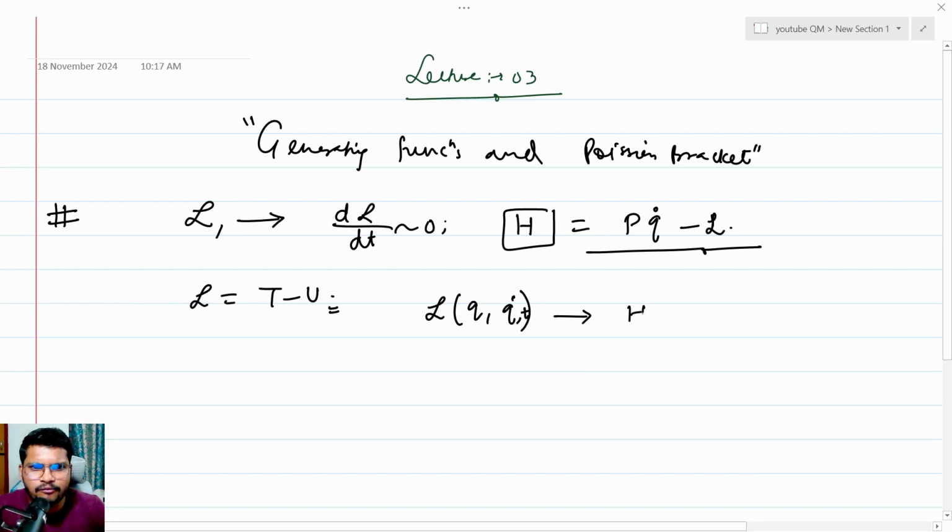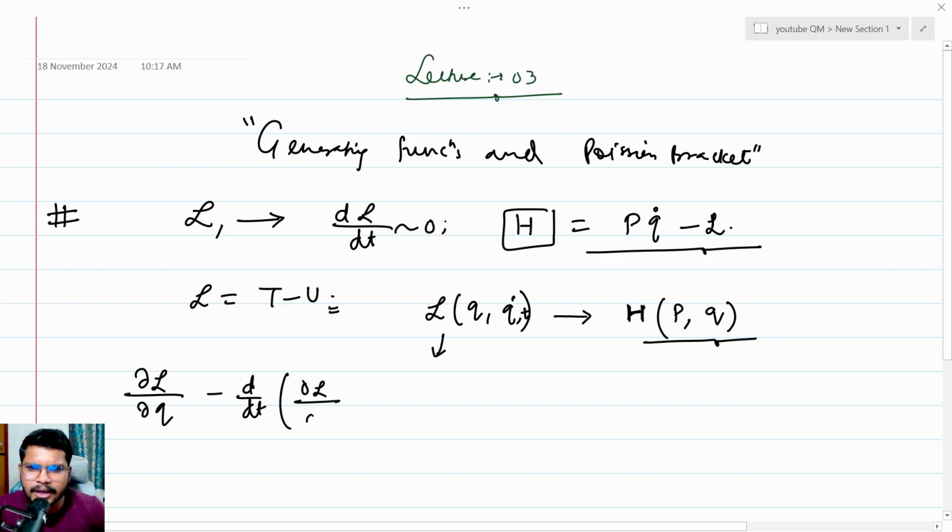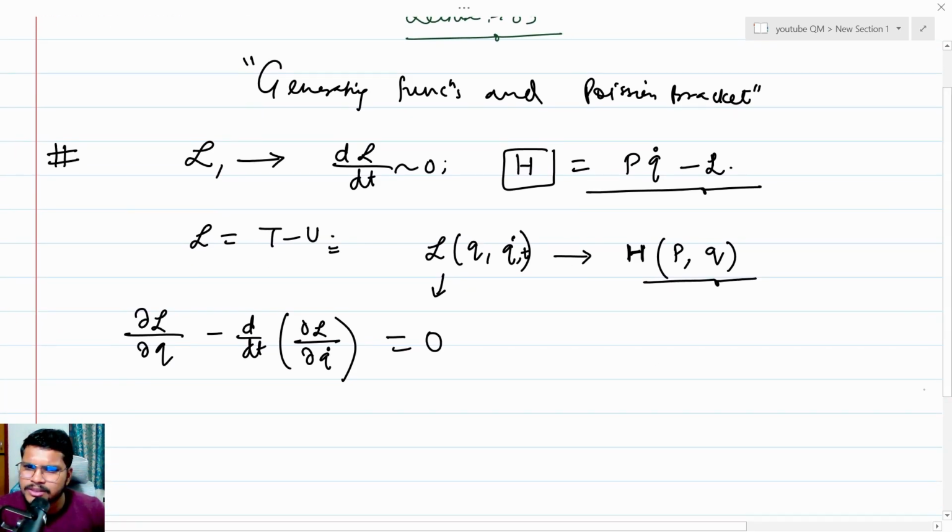On the other hand, when we formulate H, it then depends on P and Q, that is momentum and coordinate. So this is the kind of transformation that we have seen from Lagrangian to Hamiltonian. And in the Lagrangian we have a very interesting thing: del L over del Q minus d by dt of del L over del Q dot is equal to 0. This is what we found in our previous video, and this is called the Euler-Lagrange equation.